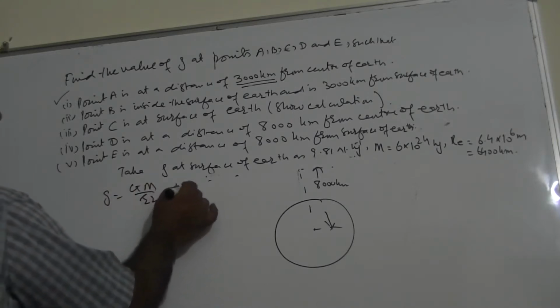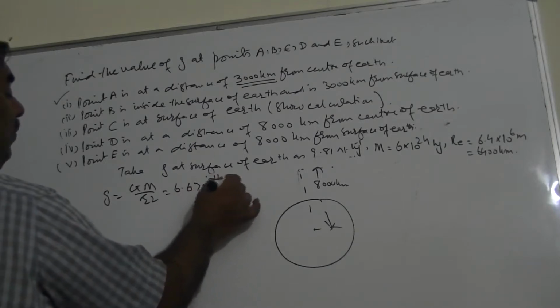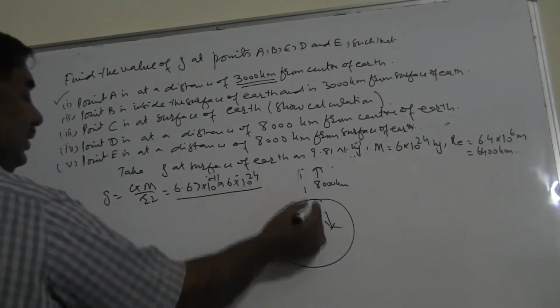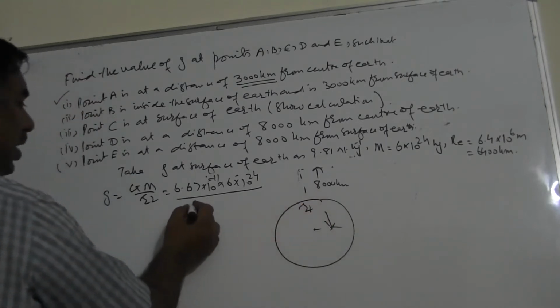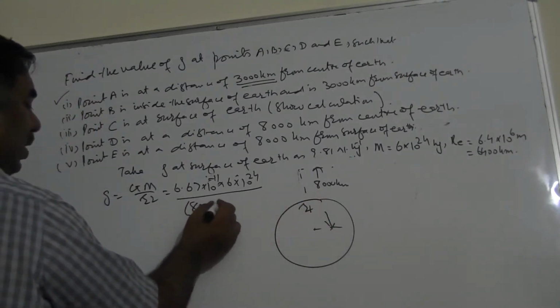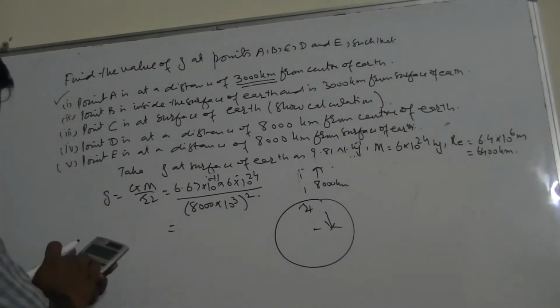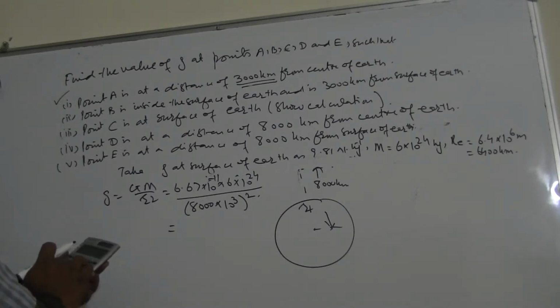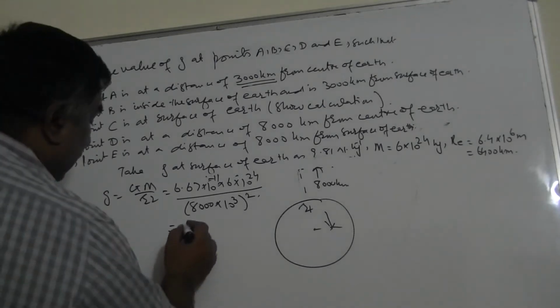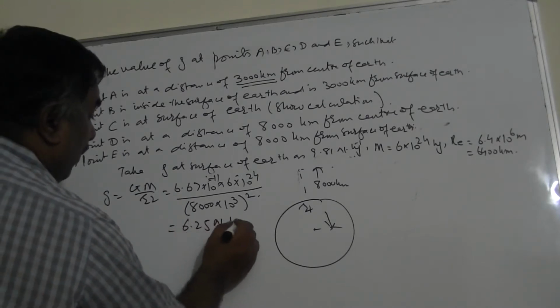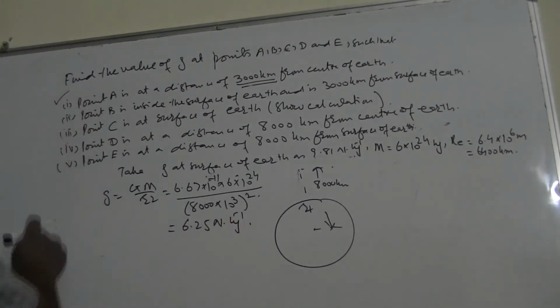So for this 8,000 kilometers, I've used directly the formula g is equal to GM upon R square. So G is 6.67 into 10 power minus 11, mass of earth is 6 into 10 power 24. This is the distance directly from the center, so I will change 8,000 kilometers into meters, 8,000 into 10 power 3, whole square. So this is coming out to be 6.25 newtons per kg.